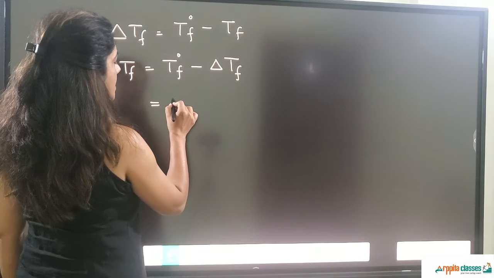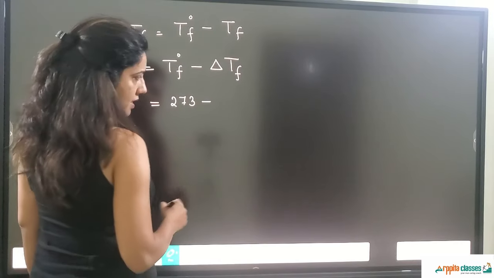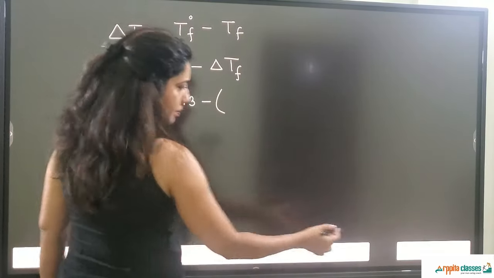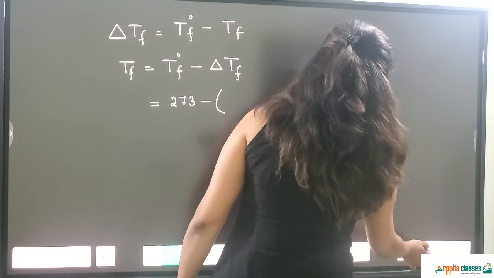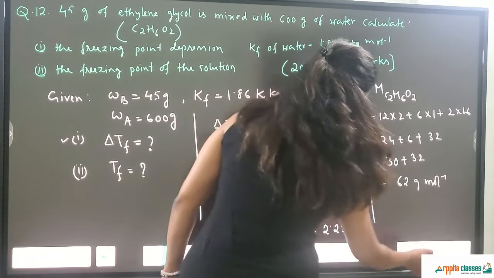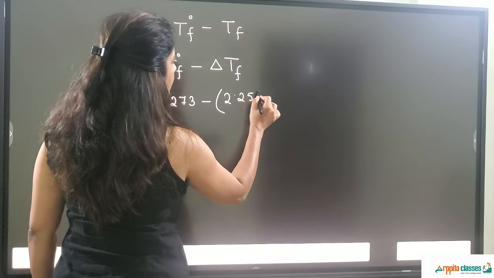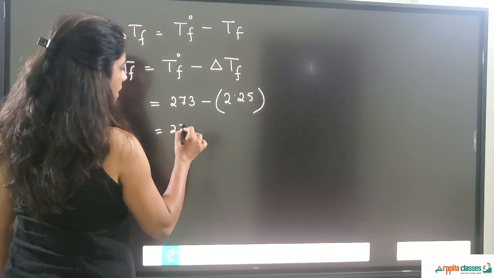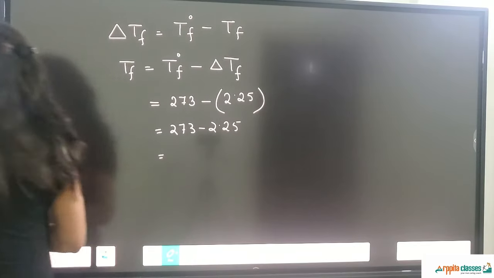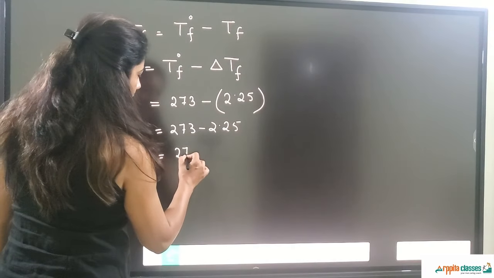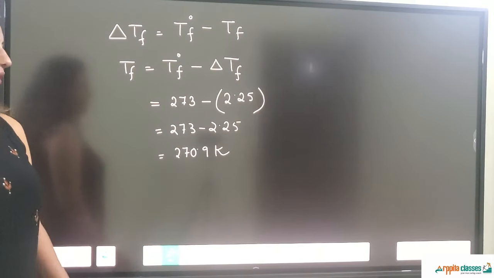So 0 degrees Celsius is 273 Kelvin, minus delta Tf, the previous answer we got, 2.25 Kelvin. So it is 273 minus 2.25. When you do the calculation, the answer is coming 270.9 Kelvin. So this is the answer for this question.